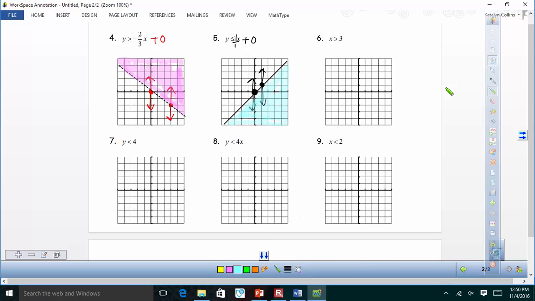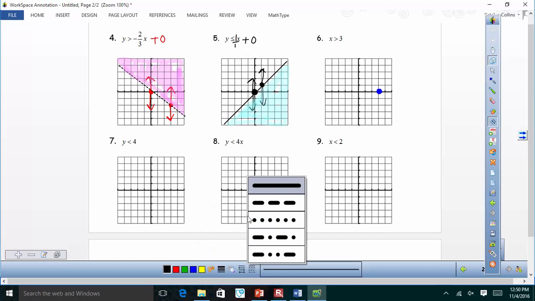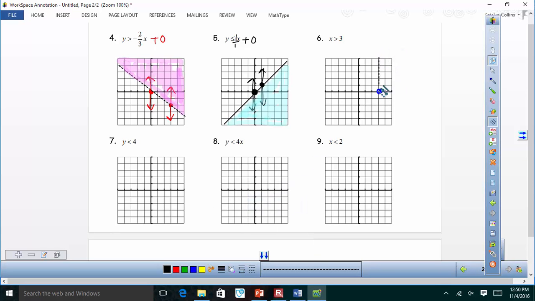All right, last one. Let's look at number 6. So in number 6, Kate, where would x be 3? To the right, 3. Very good. Draw a vertical line. Is it dotted or solid? Dotted. So I can't really draw my arrows, so how do I tell which way to shade? Which way the arrow is facing. So the arrow is facing to the right, so we shade to the right here.